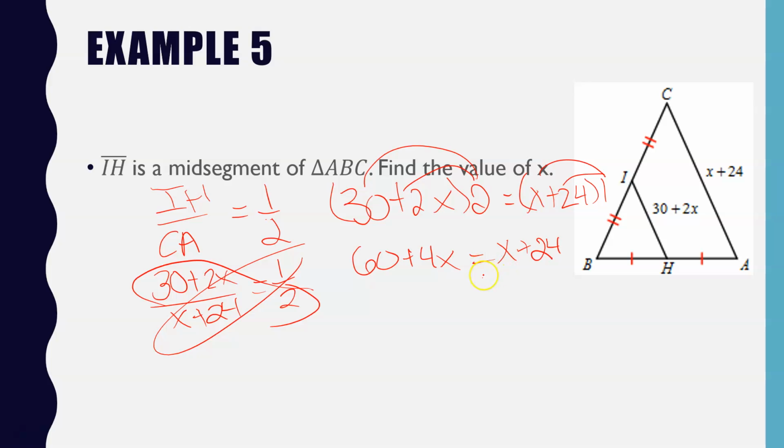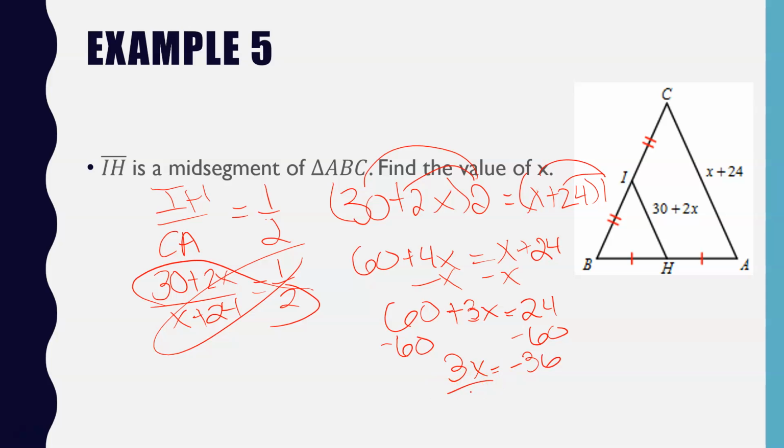I want to get all my x's on the same side, so I'm going to subtract this x over. I have 60 plus 3x equals 24. Then I want to subtract 60 on both sides. I get 3x equals negative 36. And I divide both sides by 3. And I get x equals negative 12.